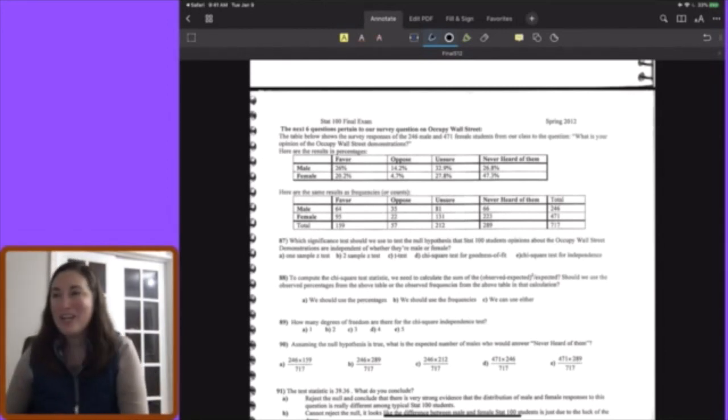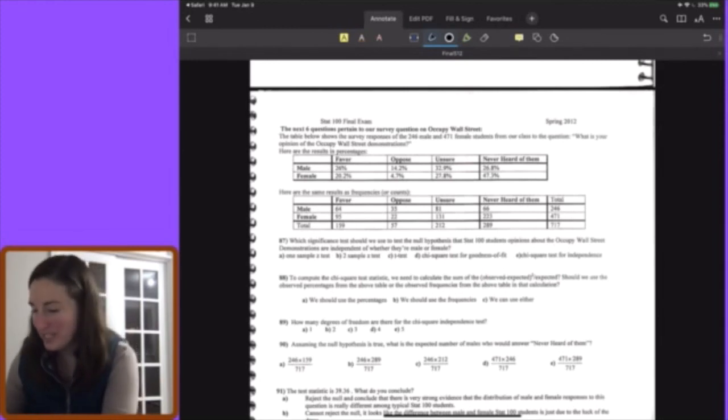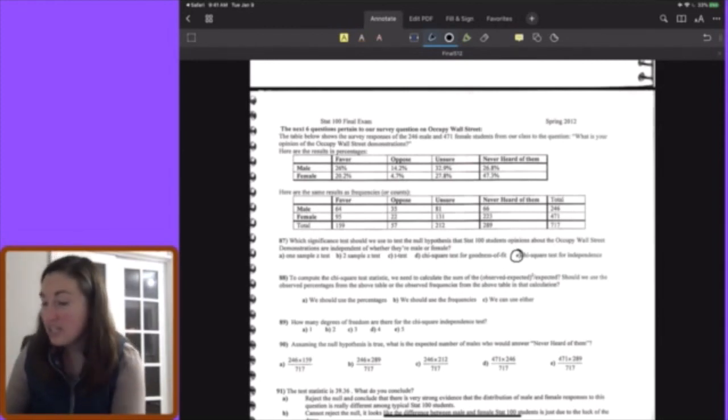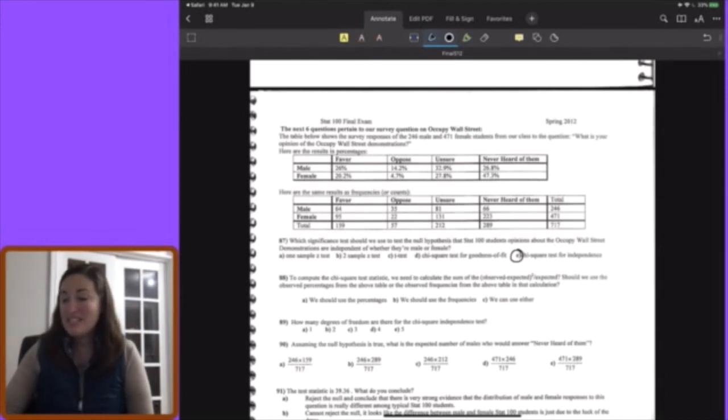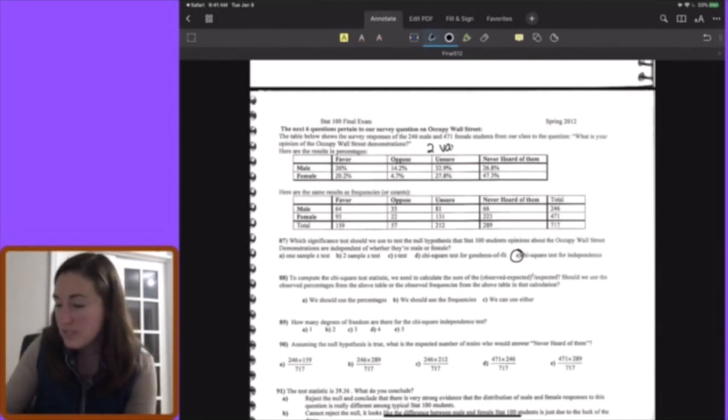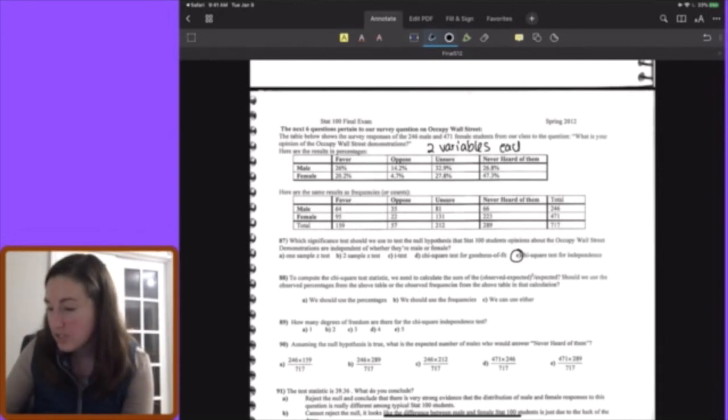What is your opinion of the Occupy Wall Street demonstration? So here right away, I know that this has to be the chi-square test for independence without even reading it, just because it's definitely not the t-test, because look how many expected values or observed values we have. We have 6. And I have 2 variables, each with 2 or more categories.